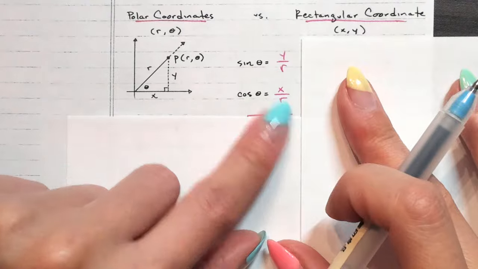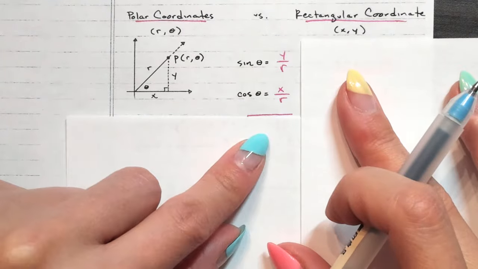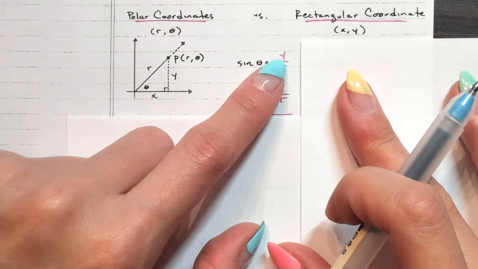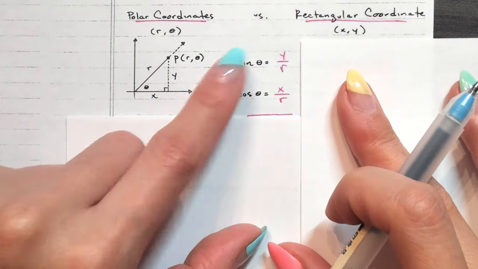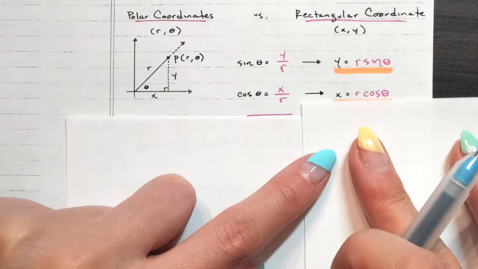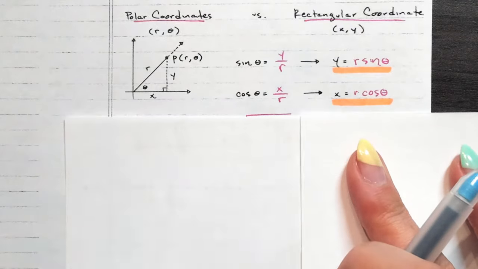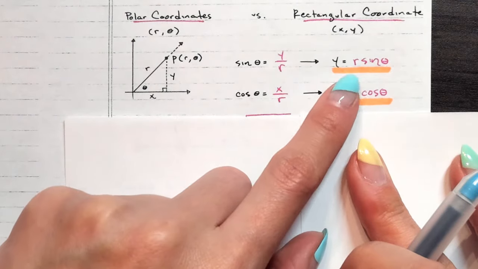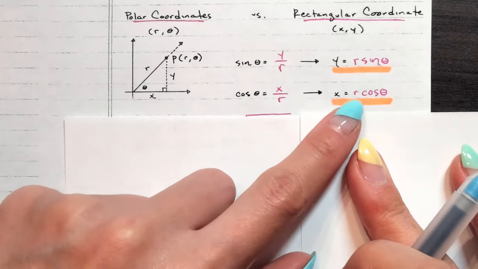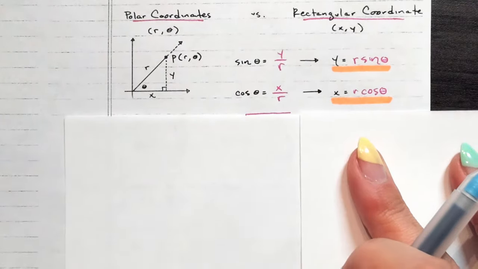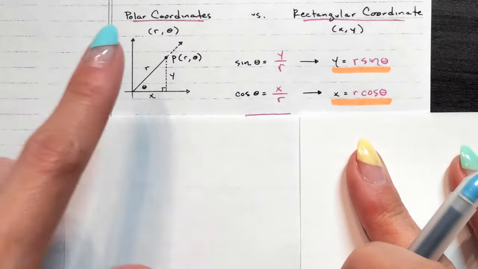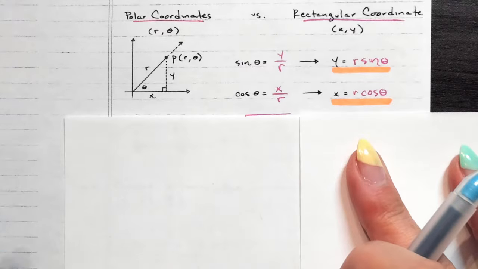Okay. So how can I rewrite these and solve for x and y? Well, if I solve for y, I multiply by r on both sides. If I solve for x, I multiply by r on both sides. So what we have here is something that we're going to use a lot. Y is equivalent to r sine of theta. X is equivalent to r cosine of theta. That is always true when you're changing back and forth between polar and rectangular coordinates.